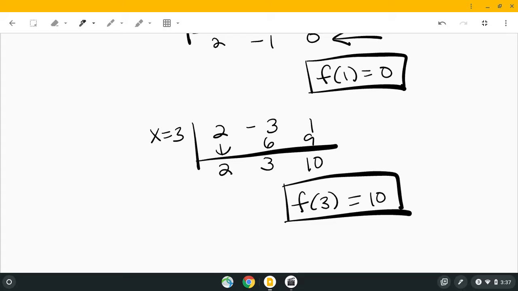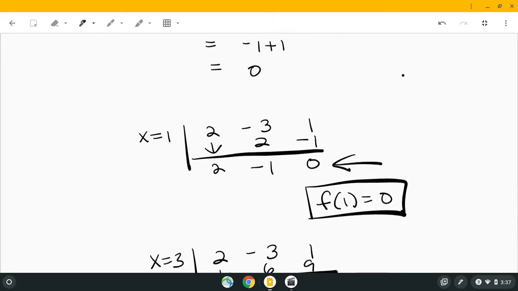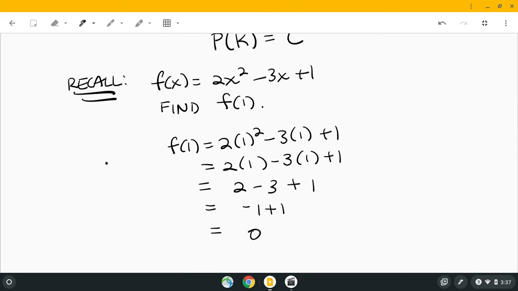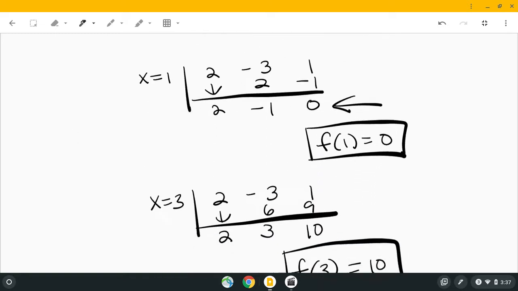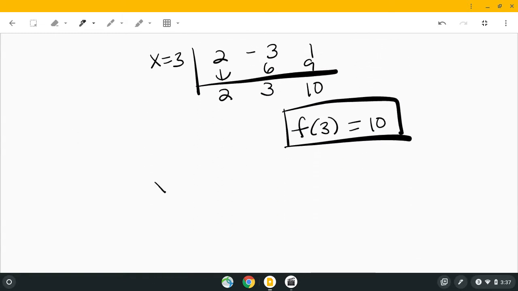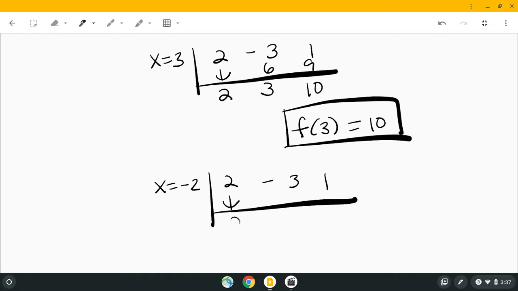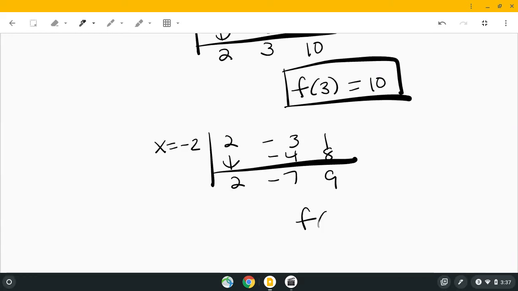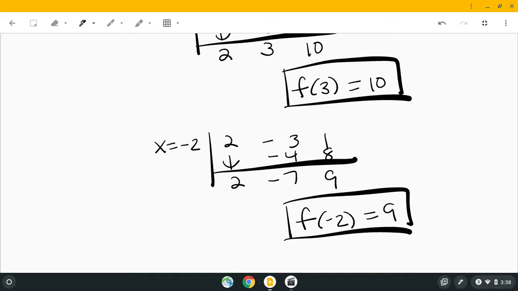Okay? If you want to know what you're going to get in this function if you plug in -2, let's do that. So x equals -2. We want to know, what do we get when we plug in -2? 2, -3, 1. Bring this down. 2 times -2 is -4. -7, you get 8. Combine them, and you get 9. So f of -2 is going to equal 9. Okay, you see how that works?